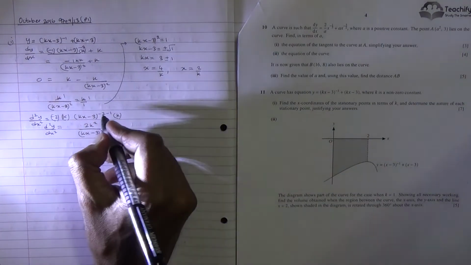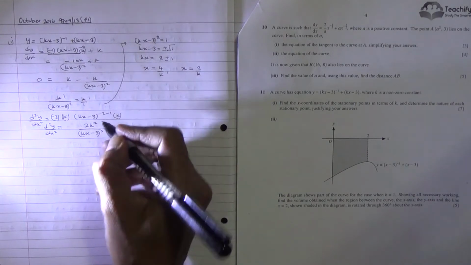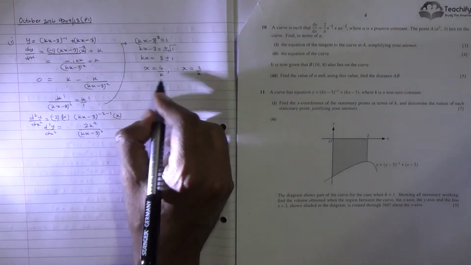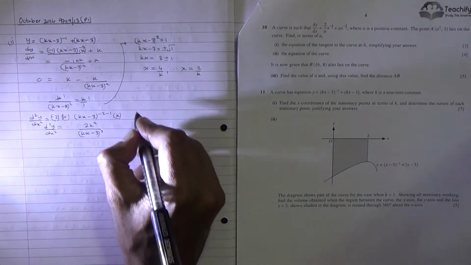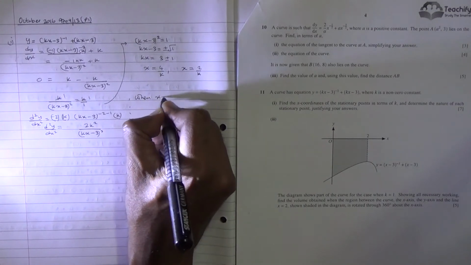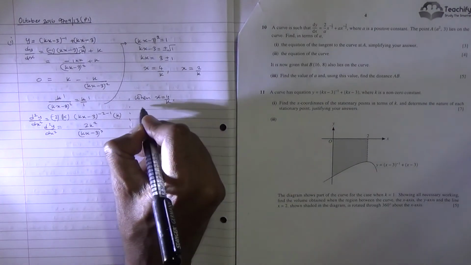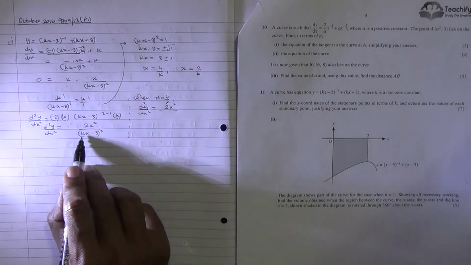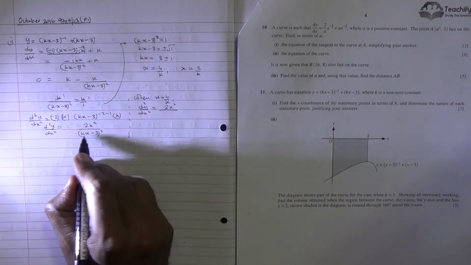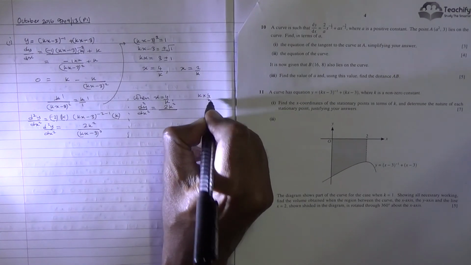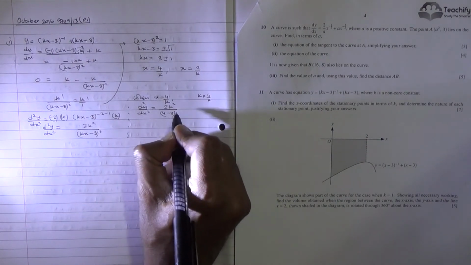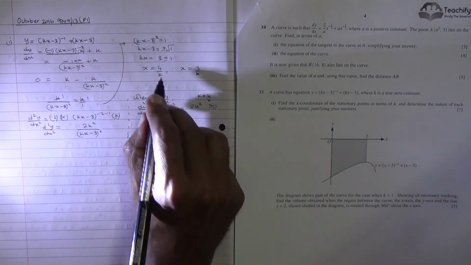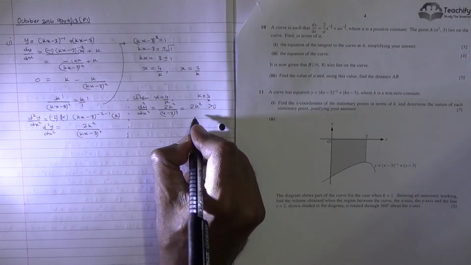Now from here, we're going to substitute the value of x in here. So when x is equal to 4 over k, d2y over dx squared is going to be equal to 2k squared divided by k times 4 over k, which is 4. 4 minus 3 to the cube is 1. That's going to be equal to 2k squared, and this is clearly greater than 0.